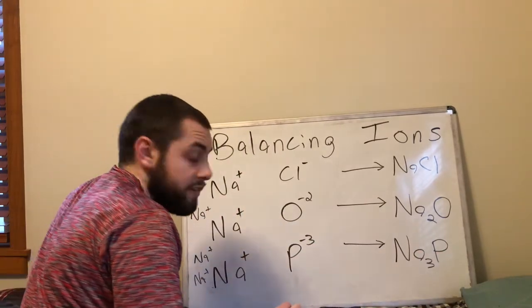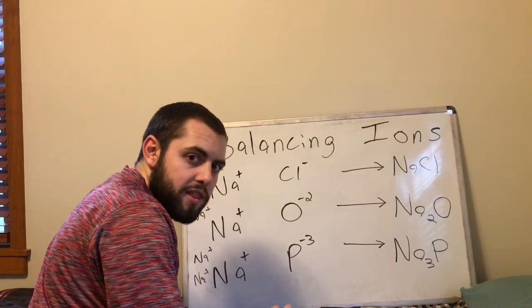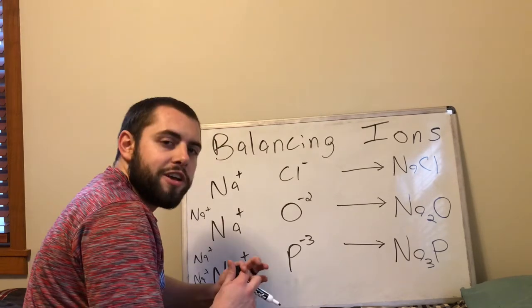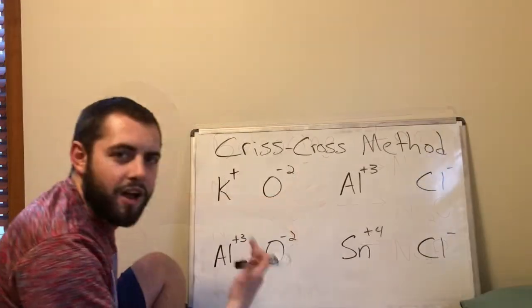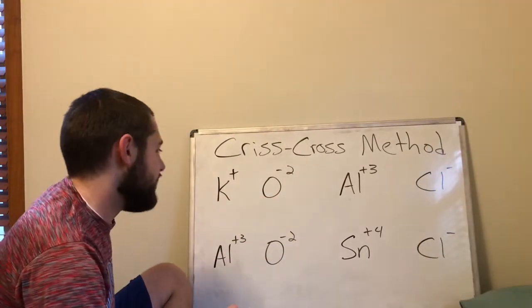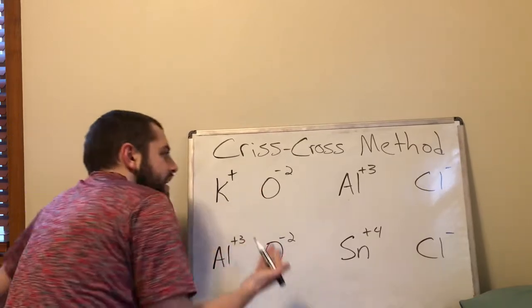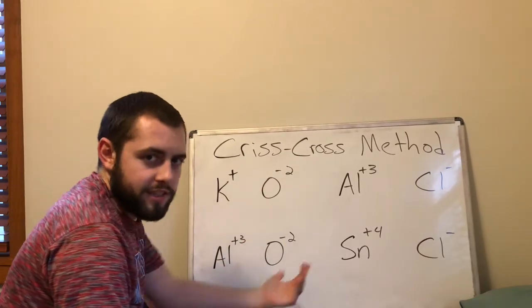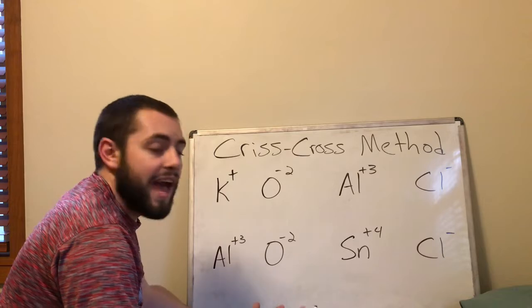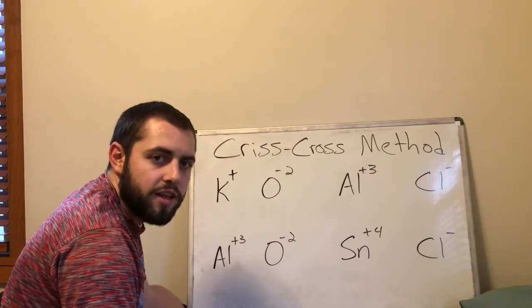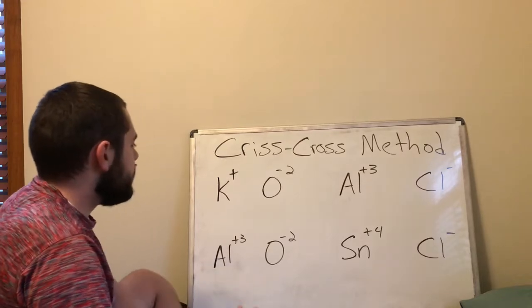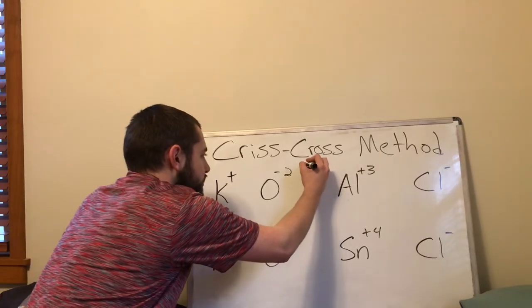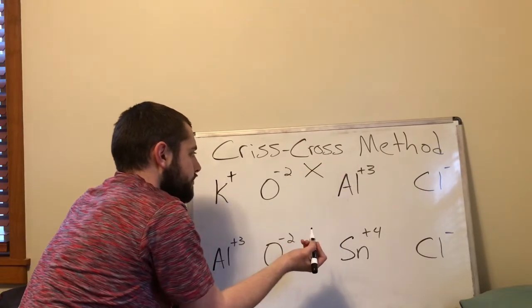I'm going to show you a shortcut for this called the crisscross method. Many of you are already aware of the crisscross method. I'm going to lay it out explicitly here. Alright, so the crisscross method. When we have charges that don't cancel out, that means that we're going to need to add subscripts to our formula in order to make those charges cancel out. What we can do is we make sort of like a little crisscross here.